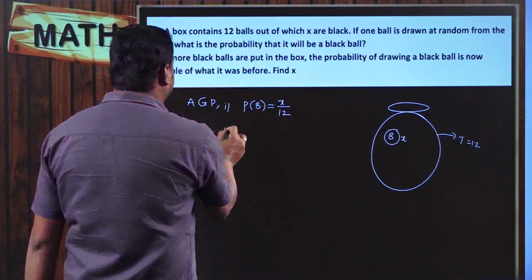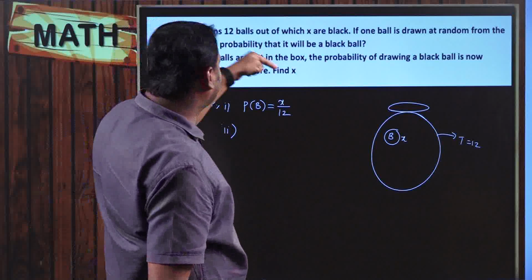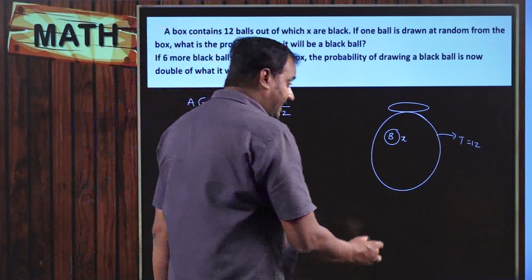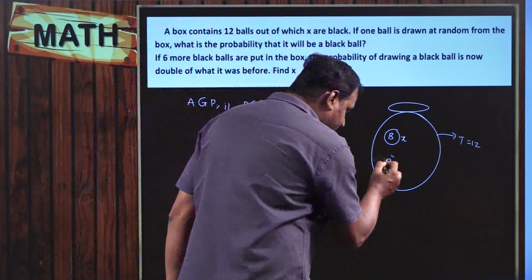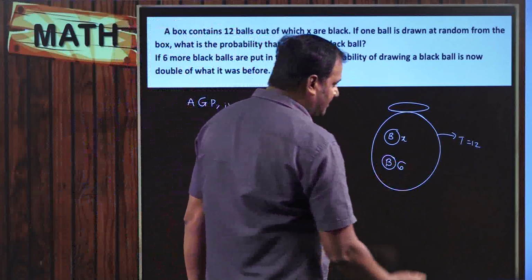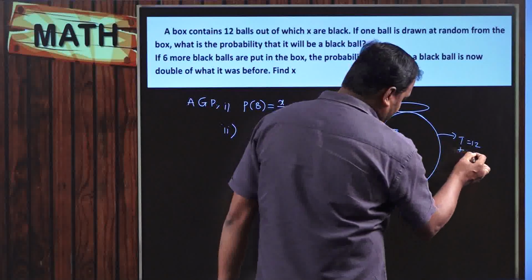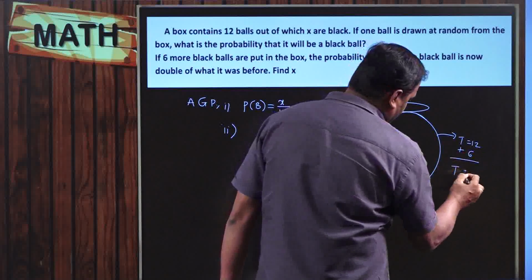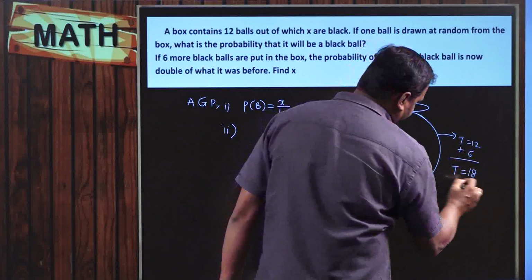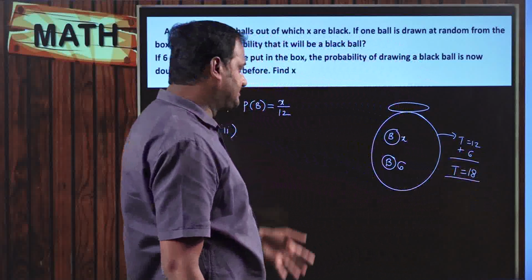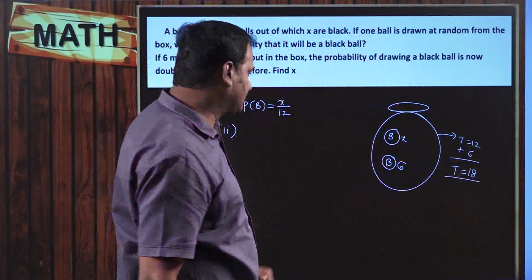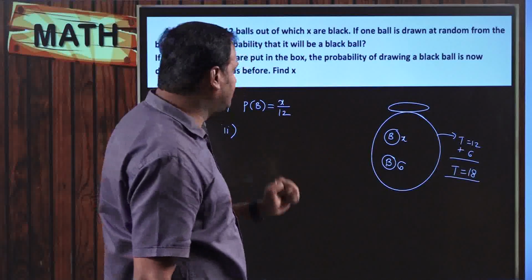The second condition given here is that 6 more black balls are put in the box. Now in the second case, the total number of balls will become 12 plus 6, which is equal to 18, because you are putting 6 more black balls. So the total number of balls is equal to 18.